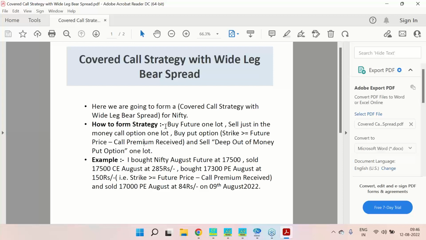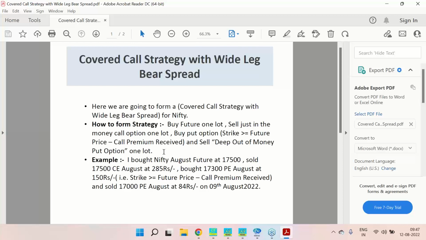We're going to buy a future one lot and then sell an in the money call option one lot, buy the put option, the strike of which should be greater than or equal to the future price minus the call premium you have received, and sell the deep out of the money put option one lot. Okay, now we know how to form this strategy.